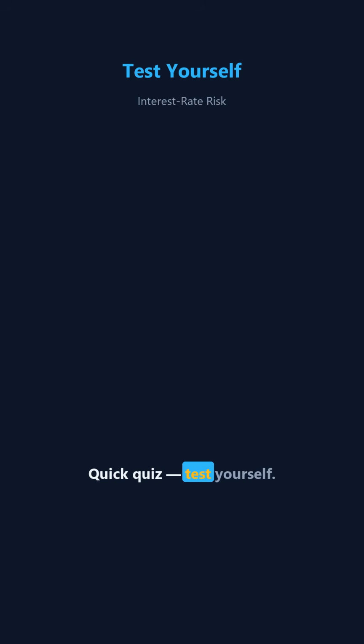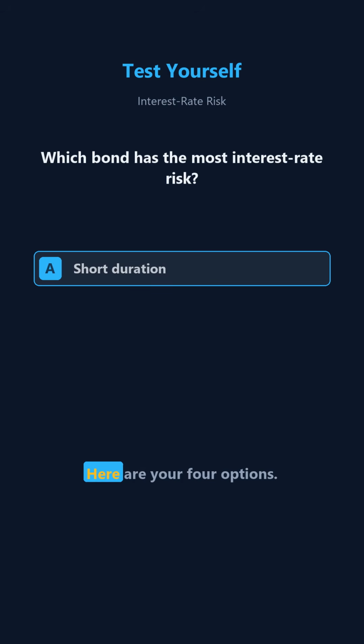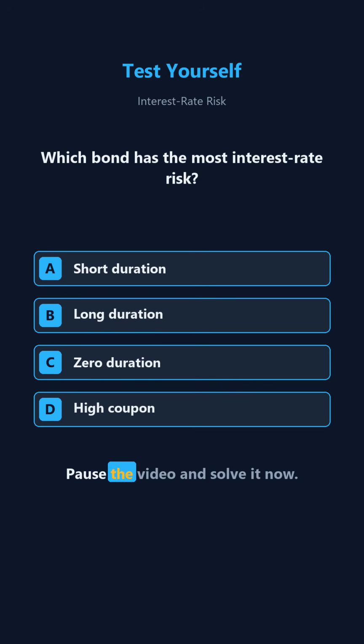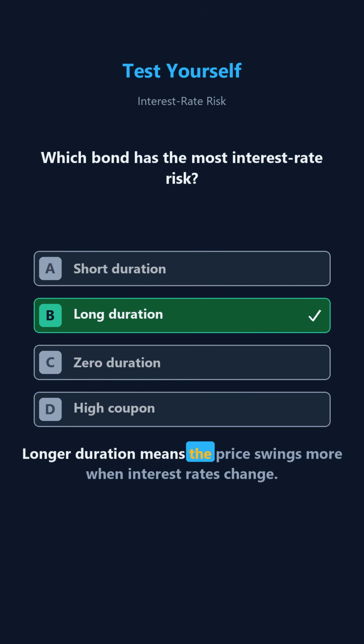Quick quiz, test yourself. Which bond carries the most interest rate risk? Here are your 4 options. Pause the video and solve it now. The correct answer is B, the long-duration bond. Longer duration means the price swings more when interest rates change.